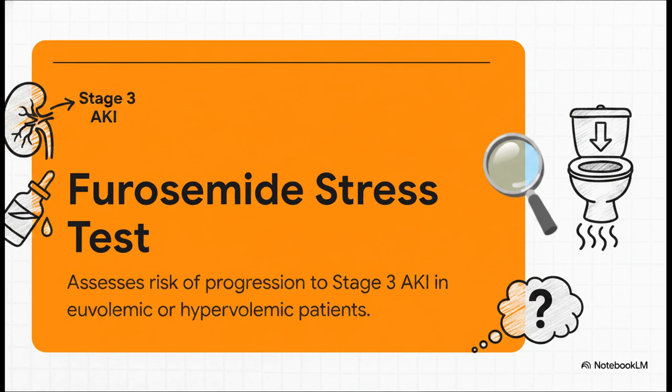Then there's the furosemide stress test, or FST. This is highlighted as a brilliantly powerful functional assessment. It helps predict exactly which patients might progress to severe stage 3 AKI or end up needing dialysis. By giving this standardized diuretic challenge to euvolemic or hypervolemic patients with early AKI, it's kind of like putting the kidneys on a treadmill. You get to accurately gauge their tubular functional reserve. If they don't produce enough urine after the test, that is a massive red flag for severe progression.